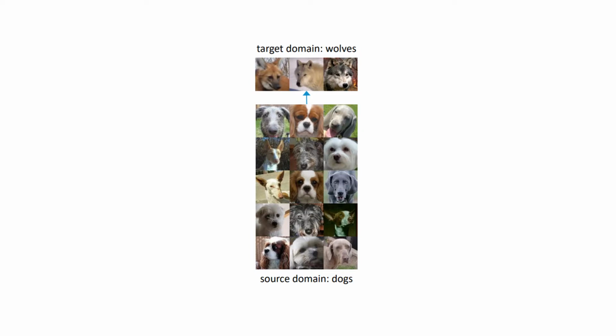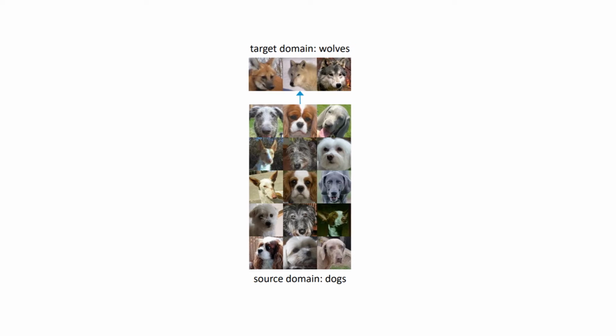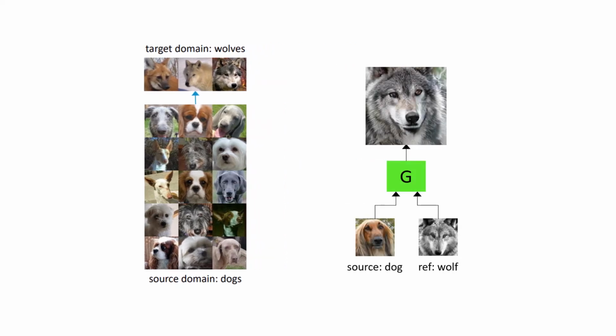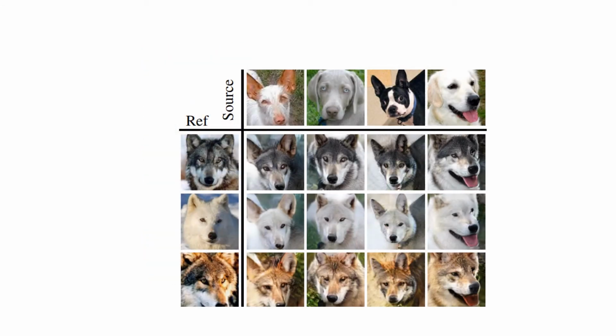We present a novel approach specifically designed for the imbalanced image-to-image translation problem. Our method receives an image from the source domain and a reference image from the target domain. It generates a new image which resembles the source image pixel-wise but shares the same style as the reference image. These images were generated by BalaGAN. The structure of the face is preserved in each column, and the style of the wolf is preserved in each row.